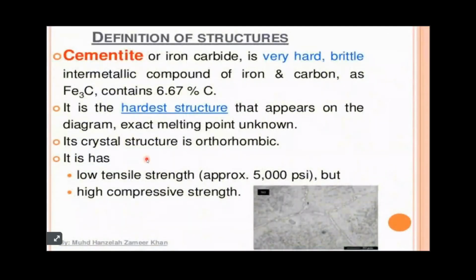Then cementite. Cementite structure is held at the temperature of 1140 degrees Celsius in the case of cast iron, that is 6.67% of carbon in the iron. So this is very hard and brittle because cast iron is a brittle structure. So cementite is a very hard and brittle structure. It is also known as ferrous carbide, that is Fe3C. So this is the cementite structure form.